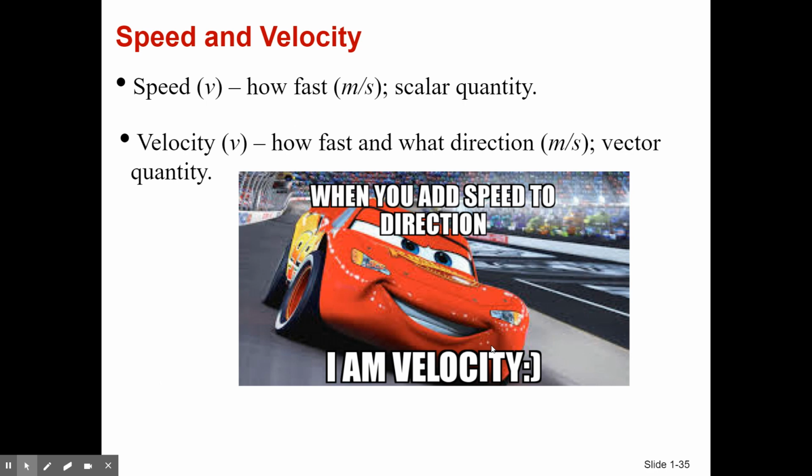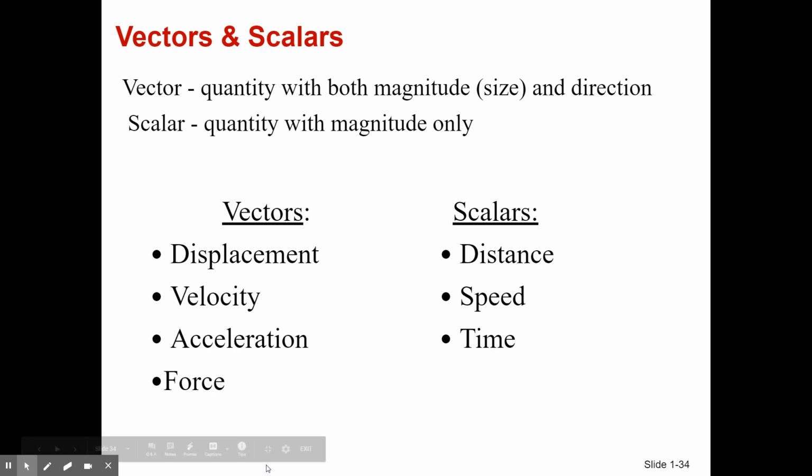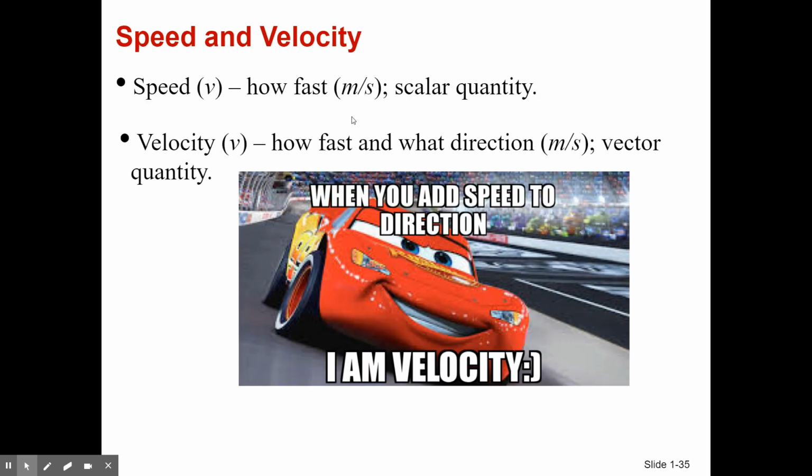So with our vectors and scalars, we have speed and velocity. So we have distance, displacement, vectors, scalars, speed, and velocity. If I go back to the previous slide, you can see that velocity is a vector, and speed is a scalar. So that means speed doesn't have to have a direction. Speed is just how fast you're moving. Velocity, though, requires a direction. So it's how fast and what direction.